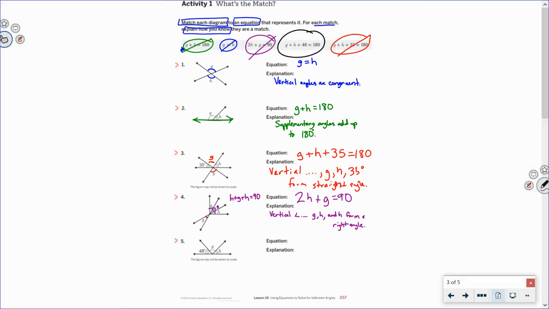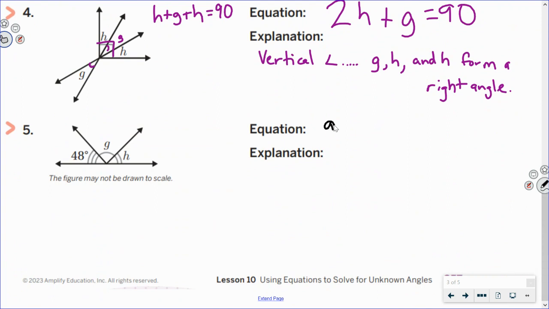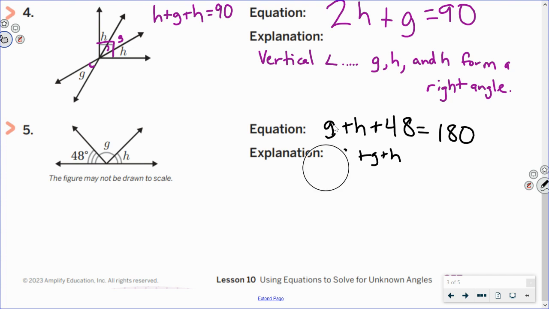G, H, and 48, add those up. And for the record, you could have written H and 48, or you could have started with 48, then added G, then H. But in general, when it comes to algebra, we put the variable terms first, constant terms after that. And when you have multiple variables, we usually put the variable terms alphabetically. Now again, you're going to say something about forming a straight angle. Therefore, all those angles add up to 180 degrees.